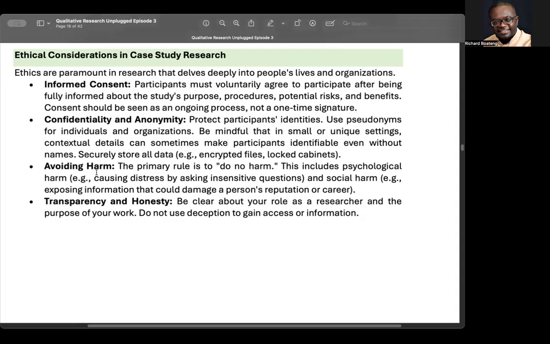This includes potential psychological distress. Don't ask questions insensitively. Be mindful of trauma. It also includes social harm. Could your research damage someone's reputation, career prospects, or relationships? You need to anticipate and mitigate these risks.